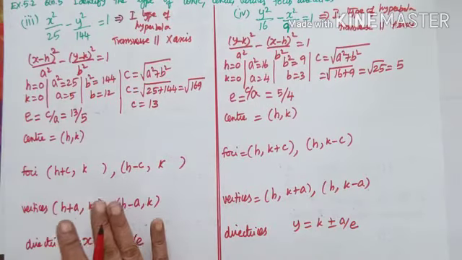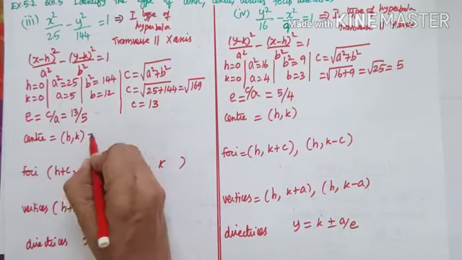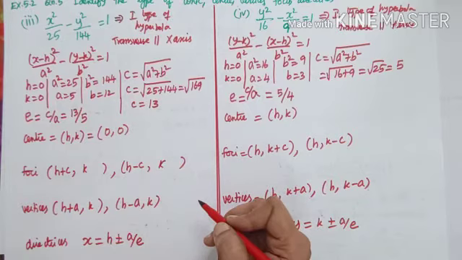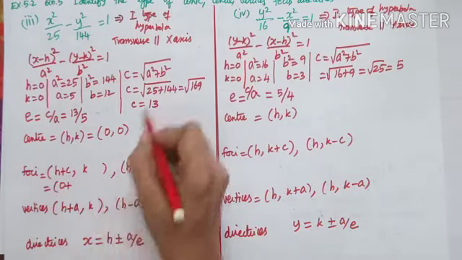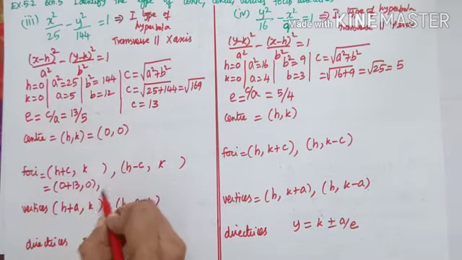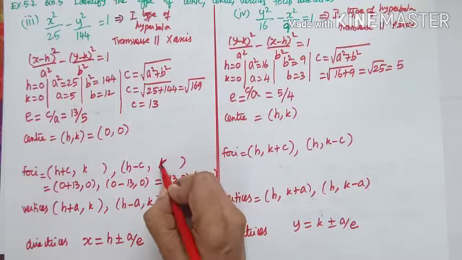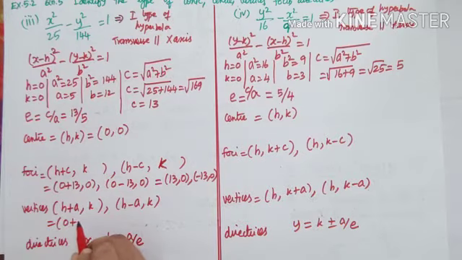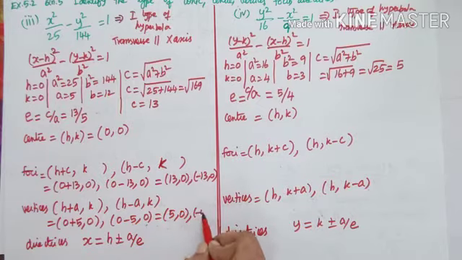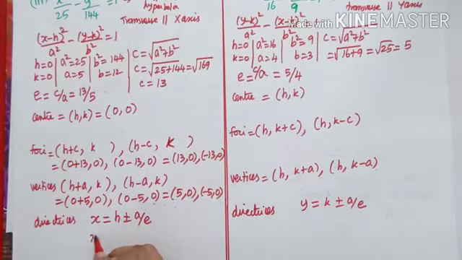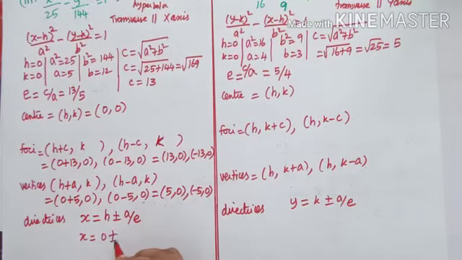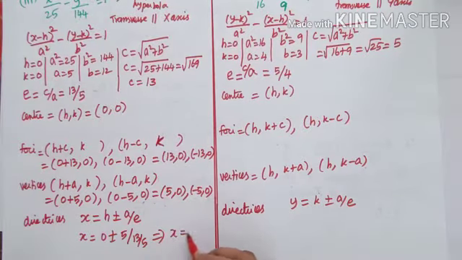Having found h, k, a, b, e, let us substitute in the formula. H comma k for the first problem is 0 comma 0. Focus: 0 plus c value 13 comma k value 0, and 0 minus 13 comma 0, so I get 13, 0 and minus 13, 0. Vertices: 0 plus a value 5, k value 0, and 0 minus 5, 0, giving rise to 5, 0 and minus 5, 0. Directrices: x equals h, that is 0 plus or minus a, 5, e is 13 by 5. Reciprocating, 5 into 5, 25. So x equals plus or minus 25 by 13, and that is the answer.